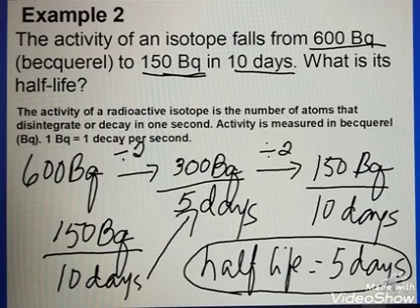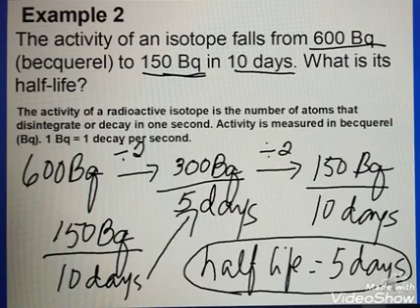Example 2. The activity of an isotope falls from 600 becquerel to 150 becquerel in 10 days. What is its half-life? Take note that the activity of a radioactive isotope is the number of atoms that disintegrate or decay in 1 second. Activity is measured in becquerel, so 1 becquerel is equal to 1 decay per second.